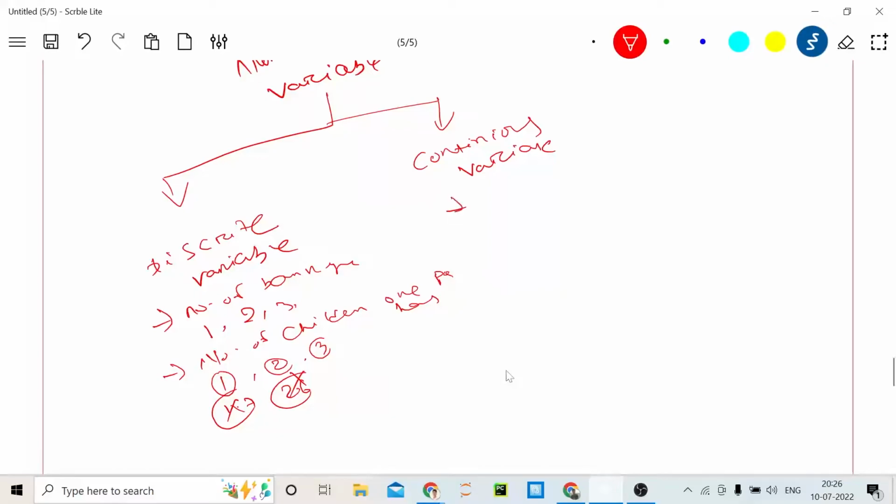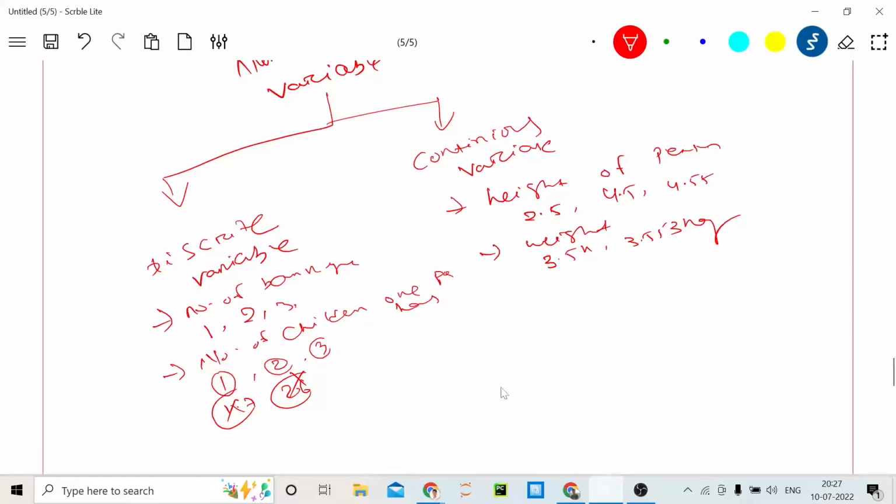In the continuous variable, the height of a person may be 2.5 inches, 4.5 inches, or 4.55 inches, which is possible. The weight as well may be 3.5 kg or 3.553 kg. This is also possible. That means discrete is when a whole number comes, and continuous is when a fraction or decimal value is possible.